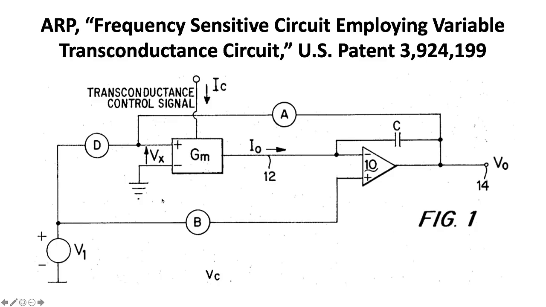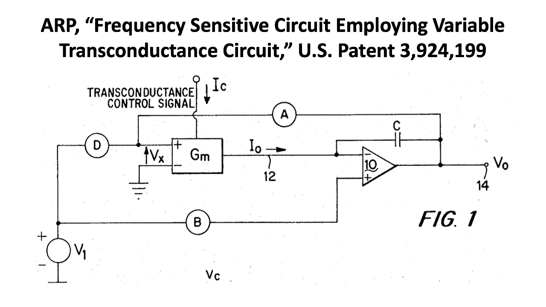Here's another patent, this one by the ARP company. Here, the transconductance symbol isn't a triangle, it's actually a square. So you can add the square to the library of OTA symbols that you've seen. And in this particular patent, they talk about setting A, D, and B here to different things in order to build different kinds of filters.